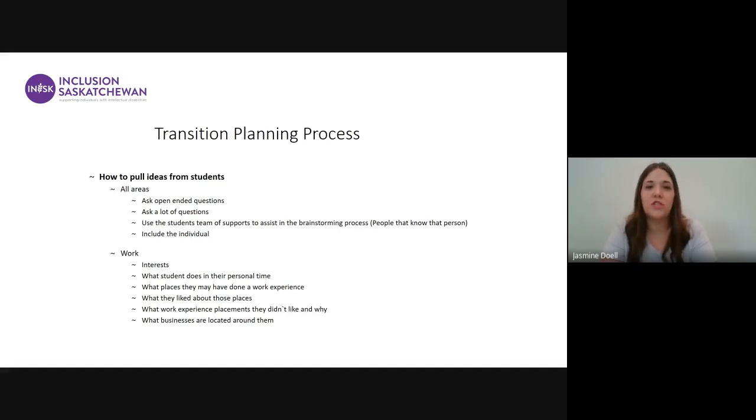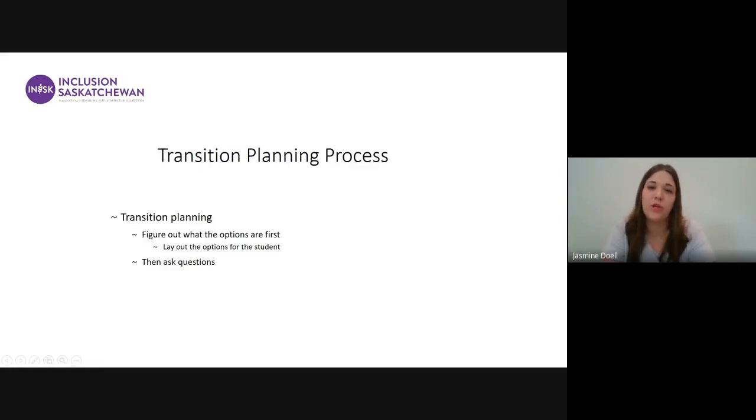And then when it comes to transition planning and pulling ideas from students about what they would like the transition process to include, it is important to first figure out what options are out there. You do not want to present an option that may not be possible for the students. So once you know all the options, then you can discuss those options with them. And remember to ask a lot of questions so you get a good understanding of what the student wants for their future. And I will now hand it over to Marcy, who will discuss some maps and paths with you.